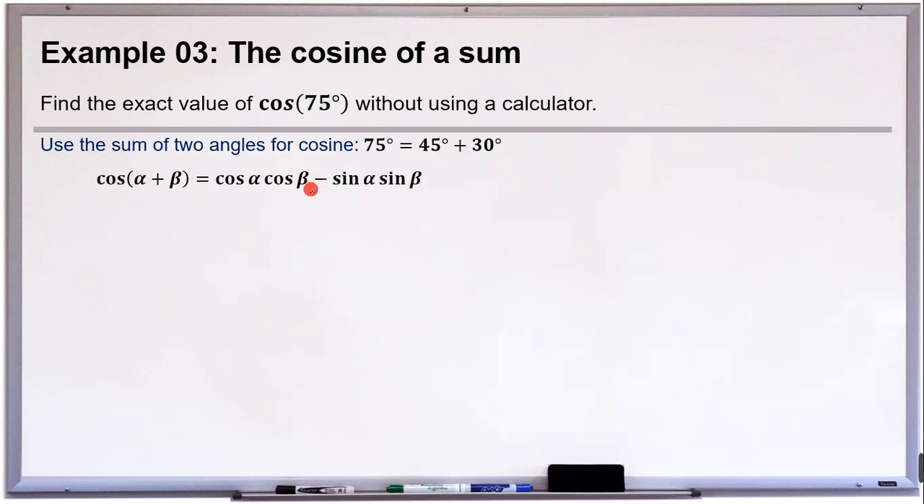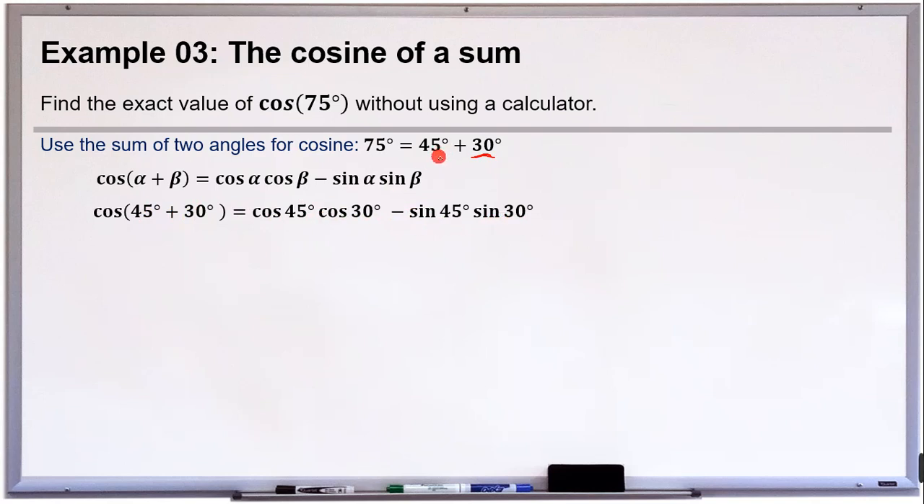Try to remember the mnemonics that I have discussed to you. Alpha is the first angle, that's 45 degrees, and beta is the second angle right here, 30 degrees. So we have cosine of 45 degrees plus 30 degrees is equal to cosine 45 cosine 30 minus sine 45 sine 30 degrees.